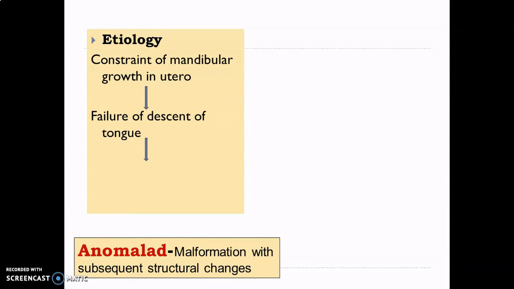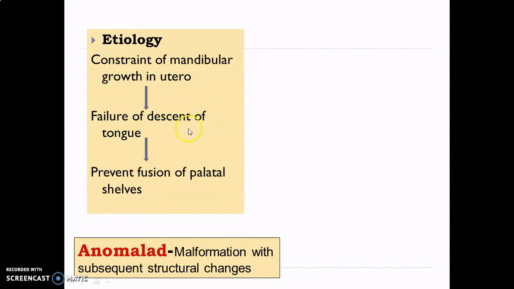Tongue is initially, at the time of initial development, that is by the 4th week of intrauterine life, present in a superior position in the primitive oral cavity or stomodeum. Mandibular development starts by the 6th week of intrauterine life. Once the mandibular development starts, the tongue will descend down to the floor of the mouth, which will allow the secondary palate formation by union of palatine shelves.